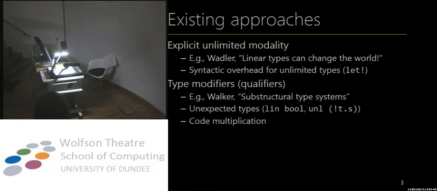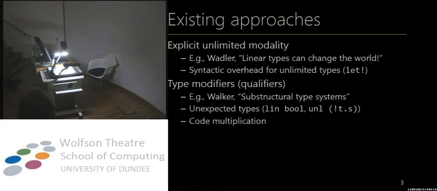A later approach has to do with introducing a collection of type modifiers. They're frequently called qualifiers. I'm going to use that word to mean something entirely different, so I'll call them modifiers. One example of this is Walker's chapter, Substructural Type Systems, in Pierce's Advanced Topics in Types and Programming Languages book. Rather than having a special bang modality for unlimited things, it says, well, in general, we can take any pre-type, be that ints or bools or lists or what have you, and we can refer to linear or unlimited versions of that.